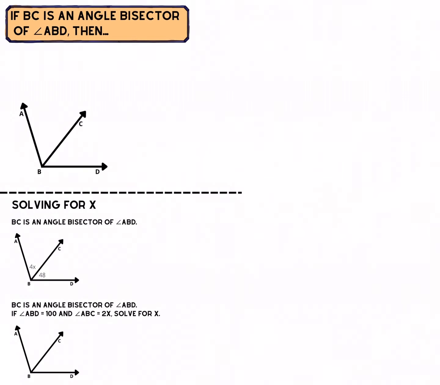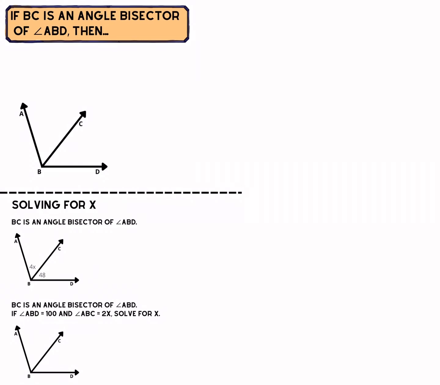Welcome to lesson 1.5. In lesson 1.4 we learned about some angle relationships, and now we're going to learn about angle bisectors. Bisecting something just means cutting it in half. So when we're talking about angle bisectors, we're literally cutting the angle in half. If BC is an angle bisector, that means that line is the line that's cutting the angle in half.